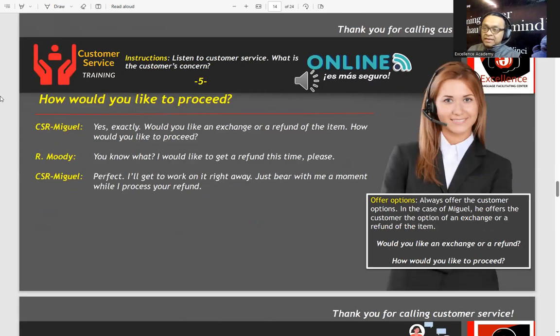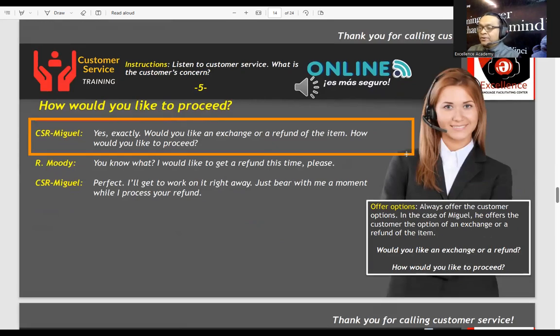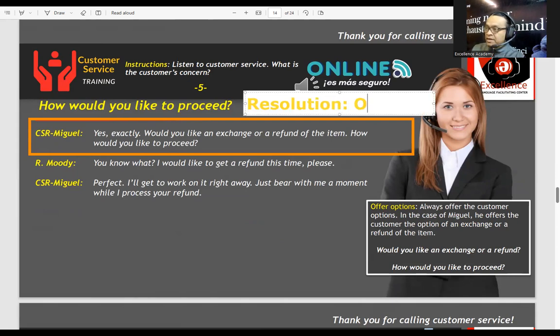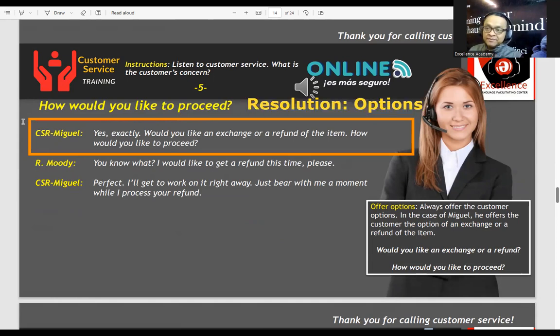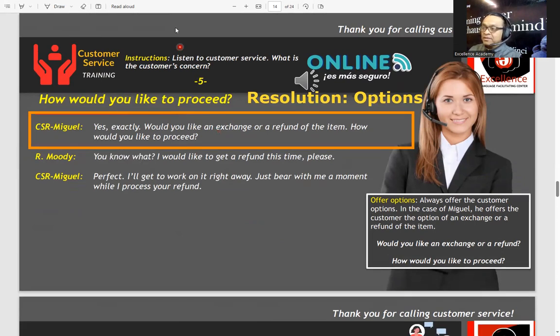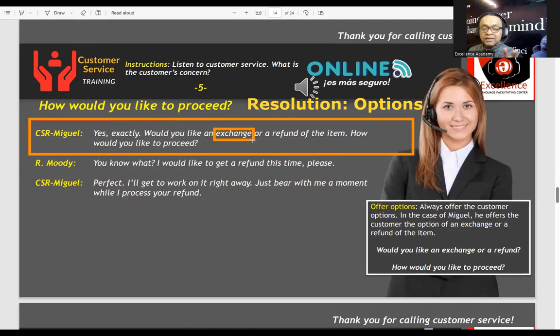The CSR says, yes, exactly. Would you like an exchange or a refund? And how would you like to proceed? So here, the agent is offering resolution options. In the case of Amazon, when an item is lost, missing, or damaged, the most common options that the customer would have is to either exchange it to get the same item again, so the customer would have to return the damaged item if it's damaged, or the refund option here.